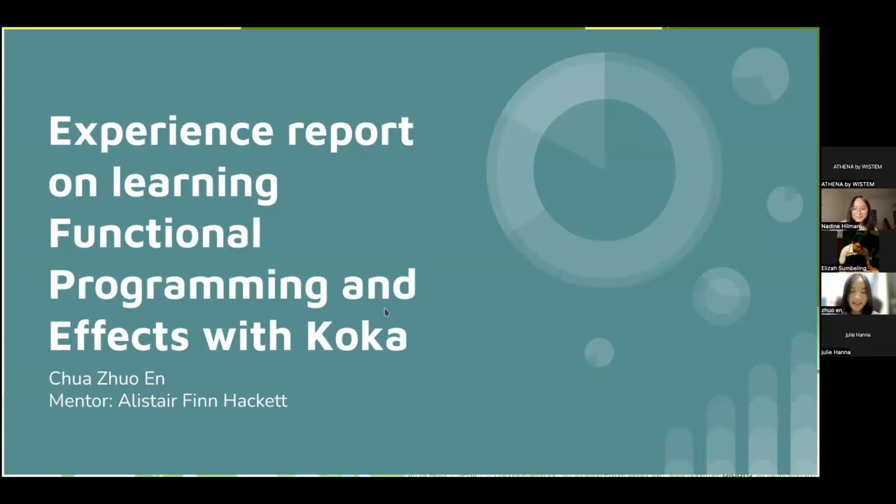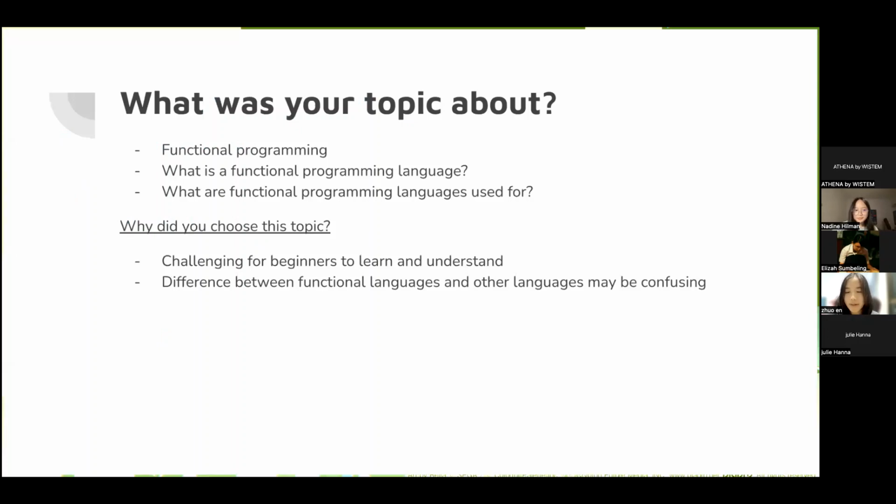Hello, my name is Chua, and today I would like to present my experience report on learning functional programming and effects with Koka, a functional programming language with algebraic effect handlers. My research topic was on functional programming.